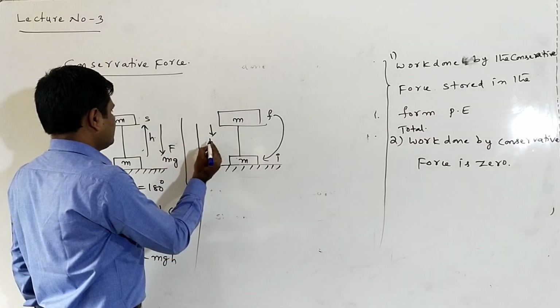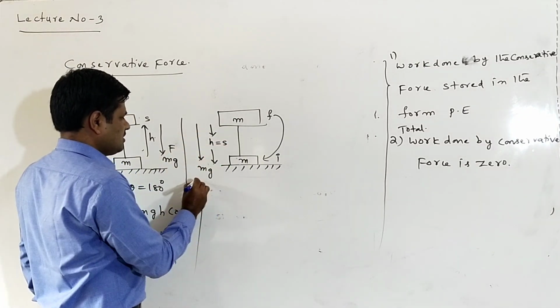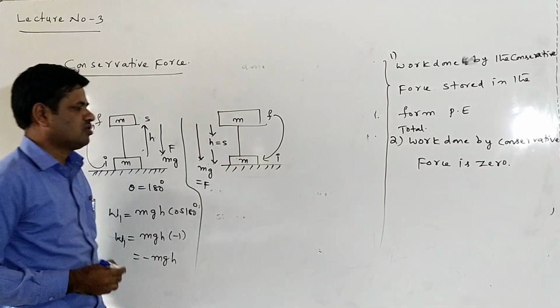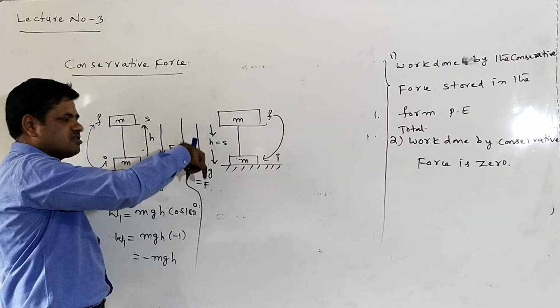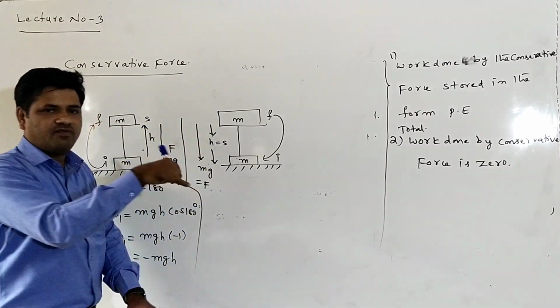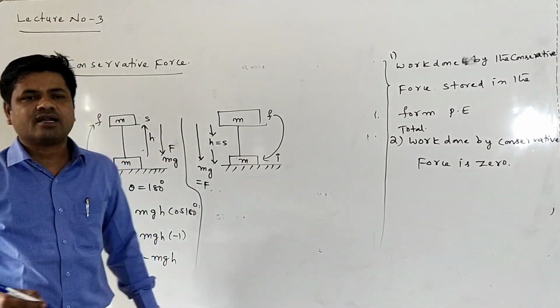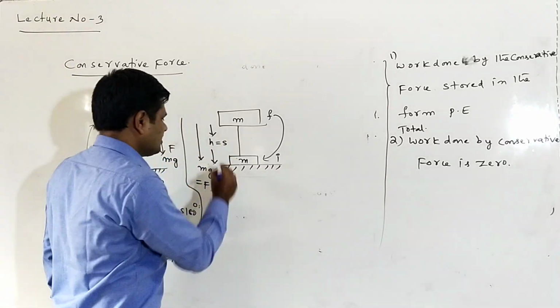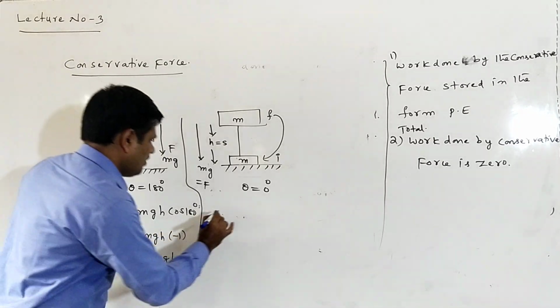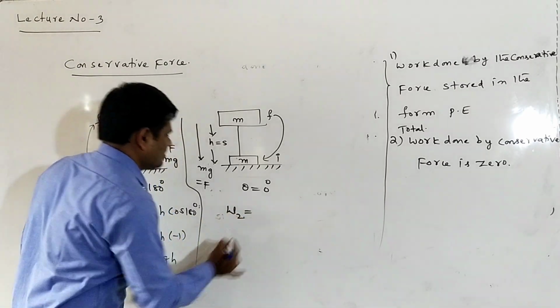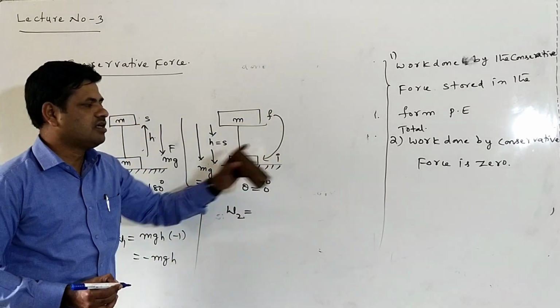Here this is called the displacement, and this is called the force. Force and displacement both are in the same direction, because the body is coming in this direction and the gravitational force is acting towards the center of the earth. So both are in the same direction, which means theta is equal to how many degrees here? 0 degrees. Now the work done, W2, I am considering when coming from final to initial.